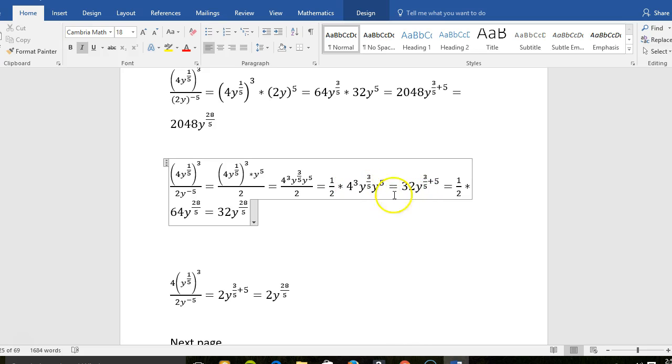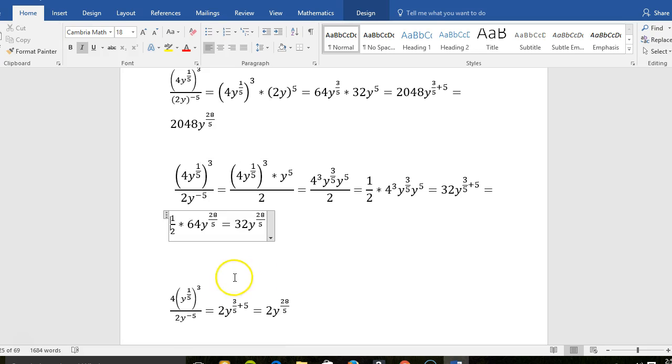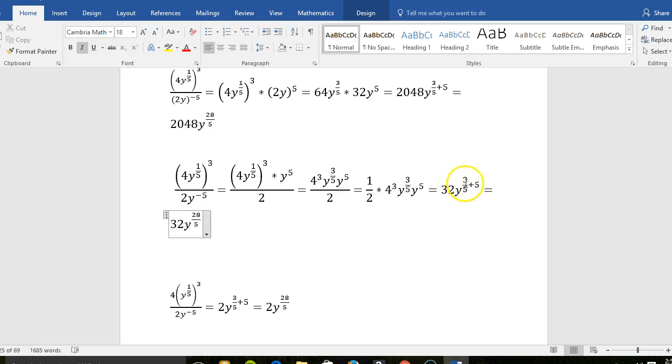We've seen this song and dance before. And then by the law of exponents, we can add 3/5 to 5. That's a mess. Let me scoot that down. Let me just get rid of this guy right here. We're done. We already know that's y to the 28/5. We just add the 3/5 and the 5.